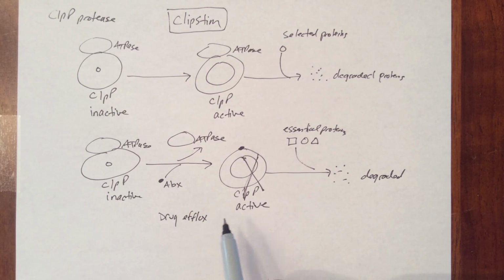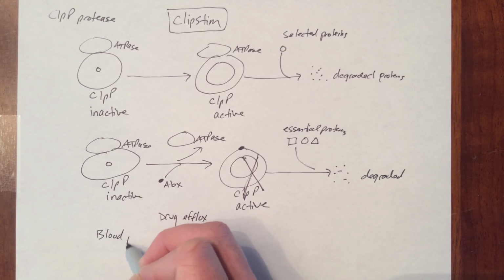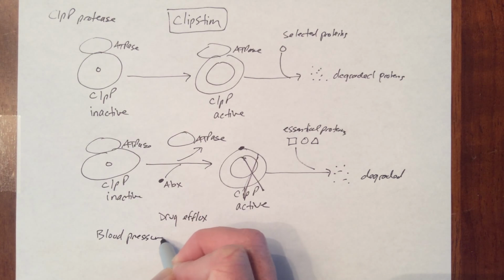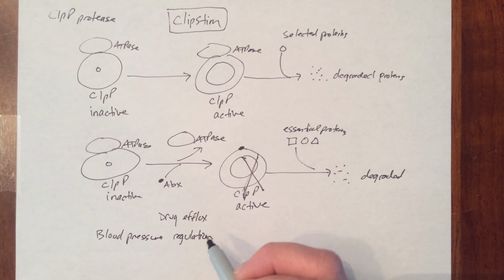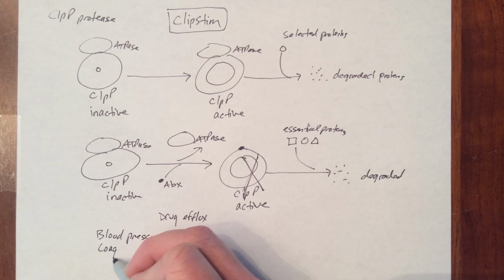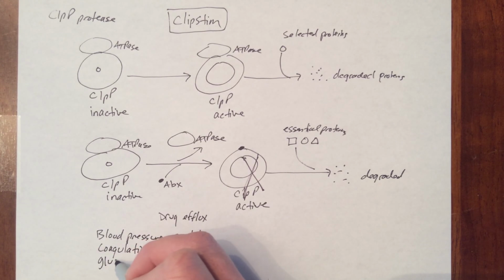One other consideration is, what are the side effects on the host? Because it turns out, of course, that people and animals have proteases, and these are involved in things like blood pressure regulation. They're also involved in coagulation and also glucose regulation.